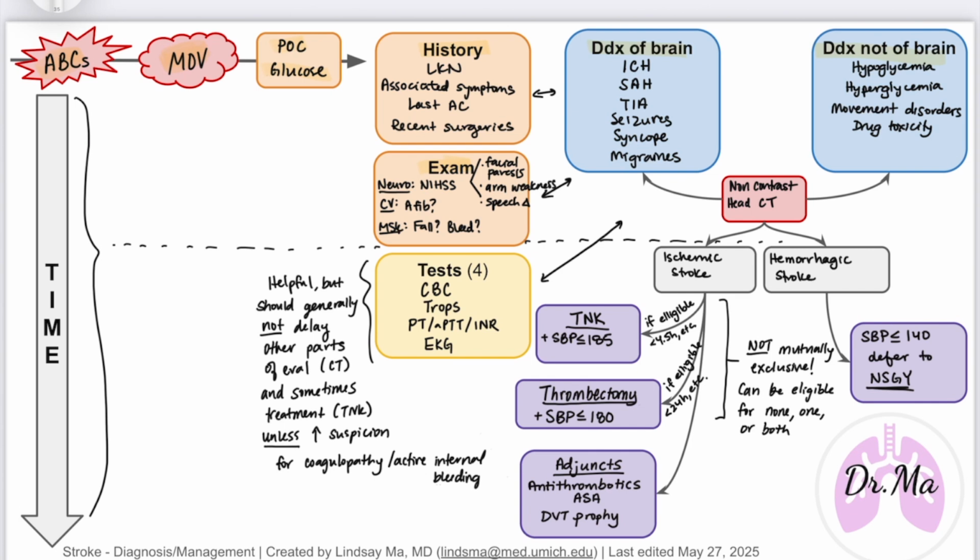Time permitting, you should collect the 4 tests. However, these tests should not delay a non-con head CT. In the event of hemorrhagic stroke, we'll end up deferring to neurosurgery, but they'll probably ask for systolic blood pressures to be less than 140. If this is an ischemic stroke, then we need to assess whether the patient is eligible for TNK and or thrombectomy. Remember, these are not mutually exclusive, so the patient can get none, one, or both of these interventions. And while you're getting these assessments performed, hopefully other tests have resulted and can inform your differential.